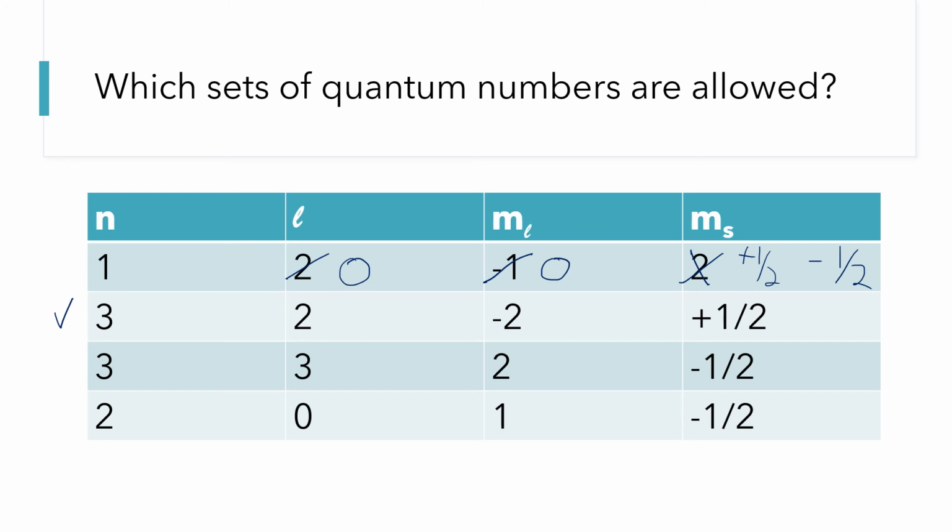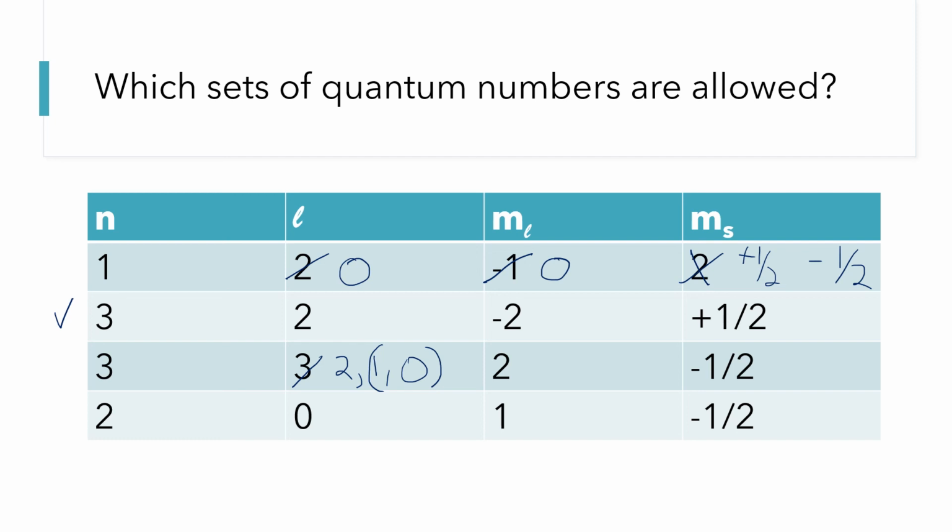For the next row, 3, 3, 2, -1/2, it looks like the problem here lies with L. L has to be 1 smaller than n for its largest possible value. So this L would have to be 2, it could be 1, or it could be 0. I'm going to stick with just 2, because if we leave it at 2, then m sub L is okay, because m sub L runs from negative L through positive L. So if L is 2, m sub L can be 2. And so if we have 3, 2, 2, -1/2, we're looking at a good set of quantum numbers.